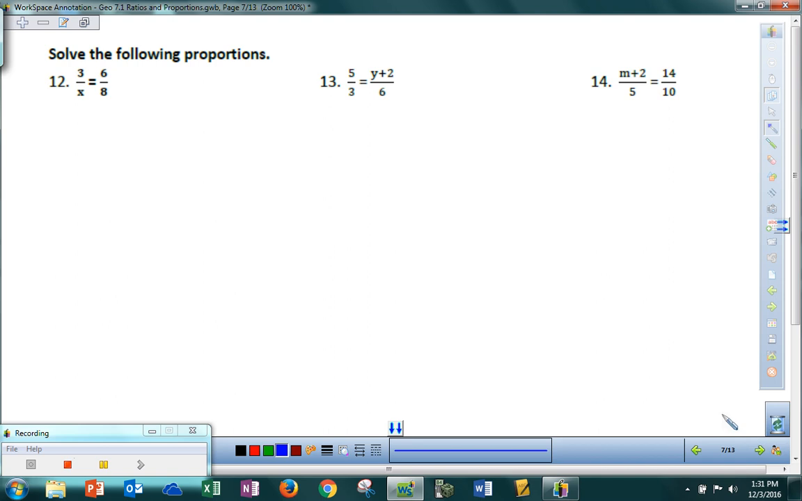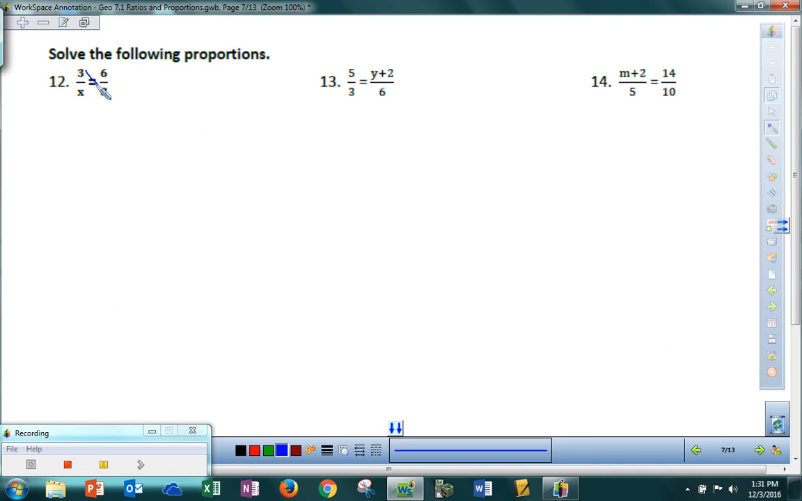Alright, the next one is solving proportions. A proportion is different from a ratio because if you notice, we've got an equation, an equal sign, in our problem. We can solve proportions by cross-multiplying. You should be familiar with this from Algebra 1. Cross-multiplying just means we go across the equal sign diagonally.